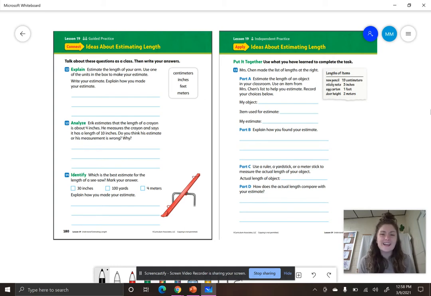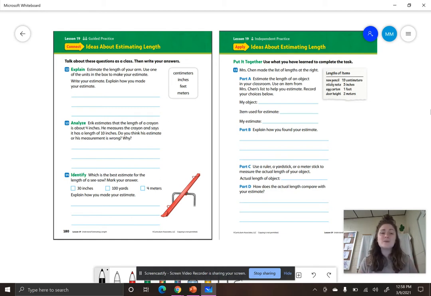Today, we are in our instruction book on pages 180 and 181. So go ahead and pause the video, get open to that page, and you will need a ruler for this lesson. All right, so let's go ahead and start with number 12.